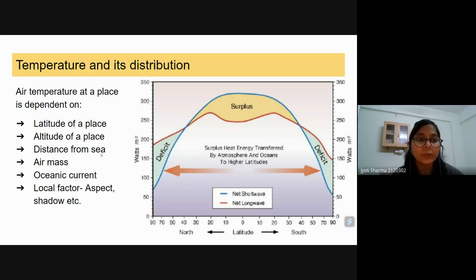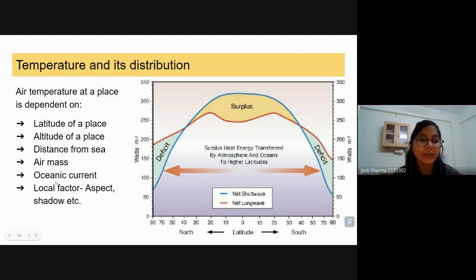It slows down the rate of change of temperature. That's why the distance from the sea is also an important factor on which the air temperature depends. Then the air mass, we will talk about air mass in the next slide.